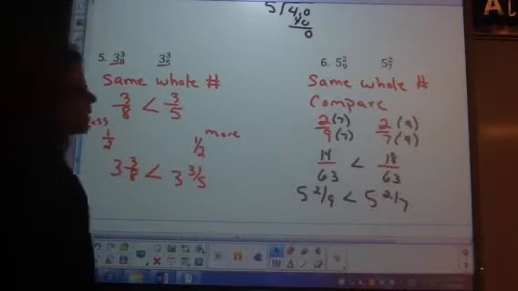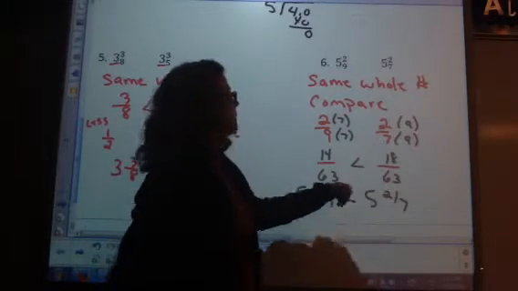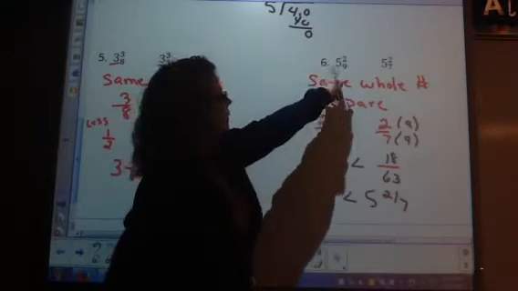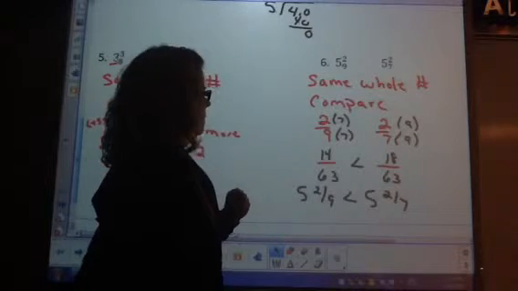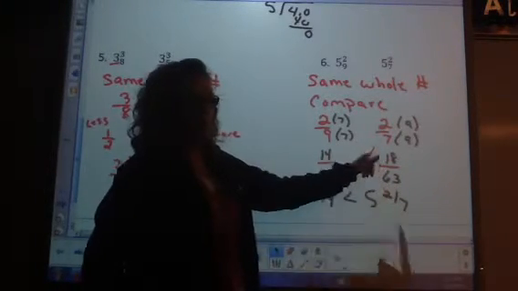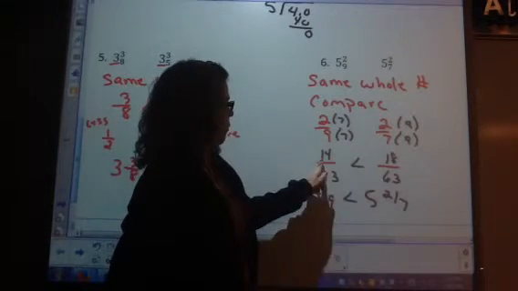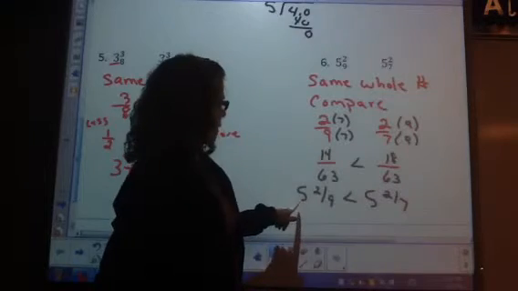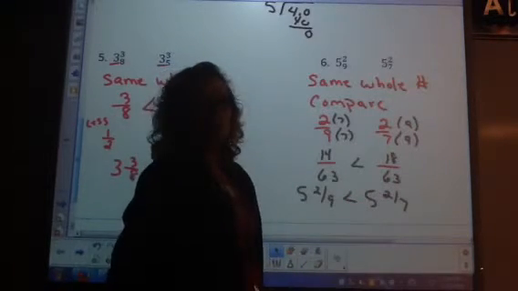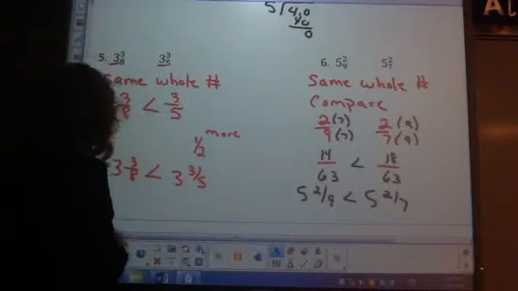Okay, class, there's many ways that you can do this. What I did is I came up with the common denominator. Because we have the same whole number, I don't need to worry about that 5. Once I come up with the common denominator and multiply my numerator, I compare the numerators here. So 14 is less than 18, therefore 5 2/9 is less than 5 2/7. And sorry about that phone, but I'm going to keep going here.